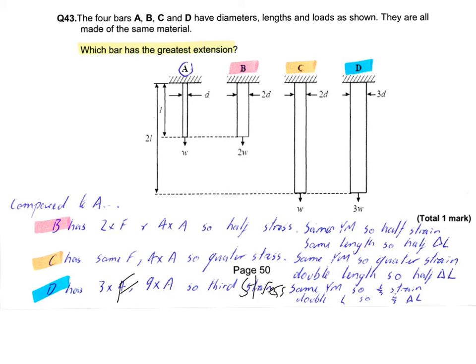If I've got a third of the stress, same Young modulus, it means I'm going to get a third of the strain. Twice the original length, that will give me twice the extension otherwise. So I've got 2/3 of the extension compared with A. And so each of those, B, C and D, we've got an extension smaller than A, so the answer is A. So that was the Mechanics Homework Booklet, questions 42 and 43.